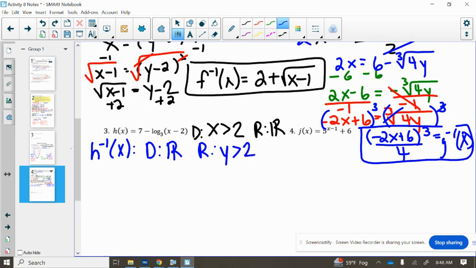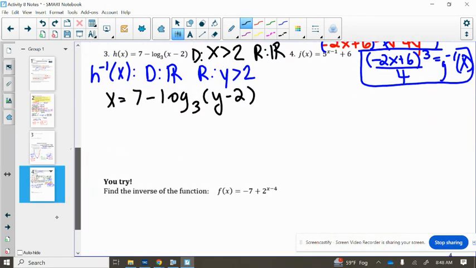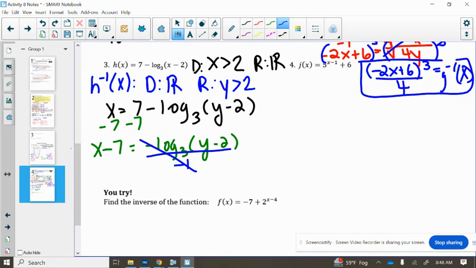So that flip-flops. And we know if we're starting off with this log function, we know that ideally when we rearrange this, because the inverse of a log is an exponential, our final equation should be an exponential. Okay, now as we start this off, subtract over the 7, and then we are going to end up dividing by this negative 1 that's out front to make sure that we have that isolated. We end up with negative x plus 7 because everything gets divided by the negative 1, and then we have log base 3 of y minus 2.